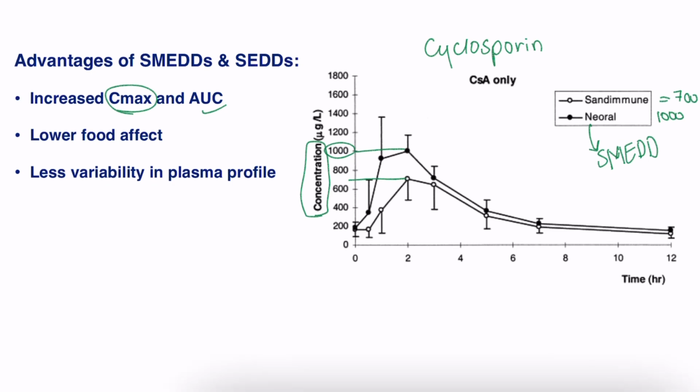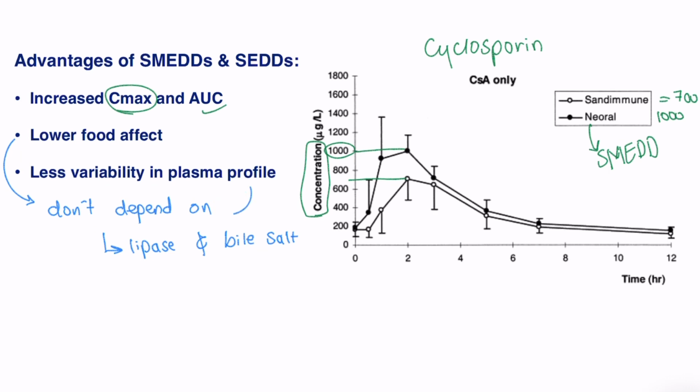SMEEDs and SEEDs, since they don't depend on our body's lipase and bile salt, will have a lower food effect. So they are not dependent on the diet we eat, and we don't have to ingest fatty meals in order for these drugs to be absorbed and to have efficacy. And that also leads to less variability in the plasma profile. So we can have a more predictable plasma profile of these drugs.